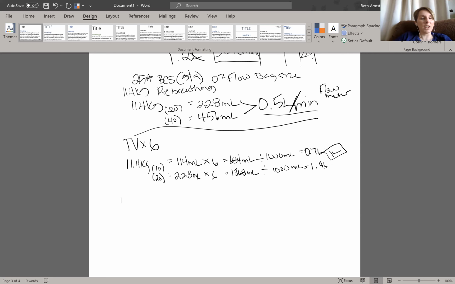And the funny thing is that that's roughly the blood volume of cats and dogs. So you're replacing their blood volume, which we'll get to when we finally get to emergency.